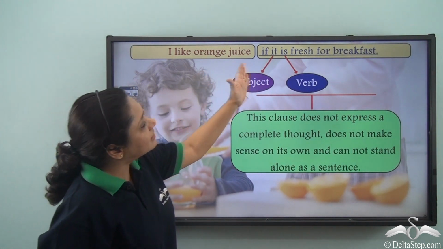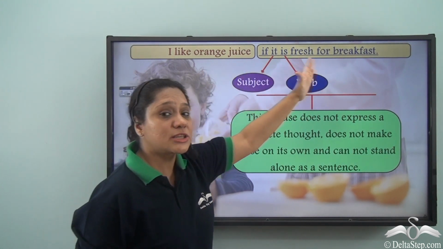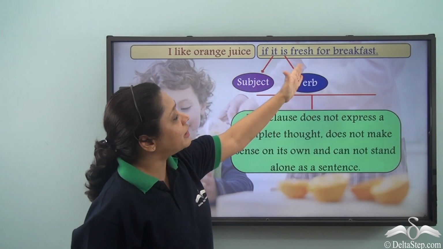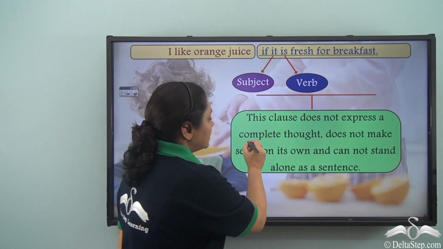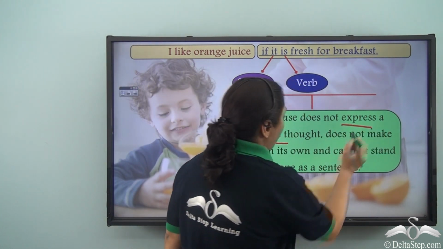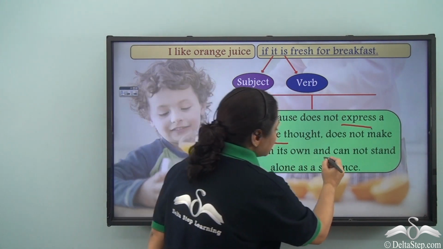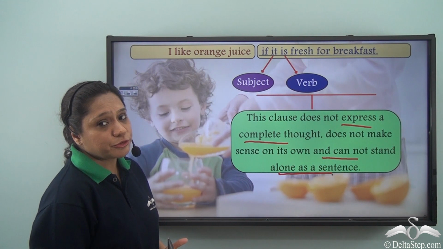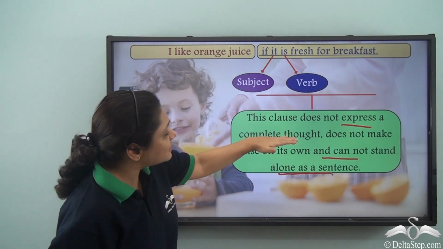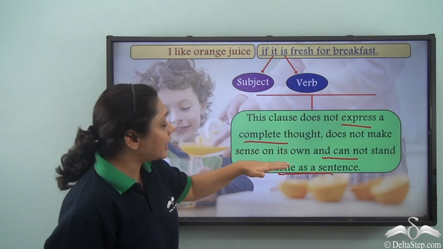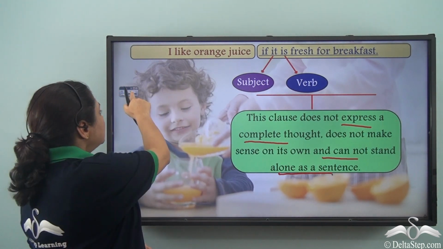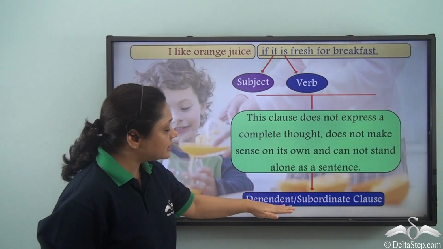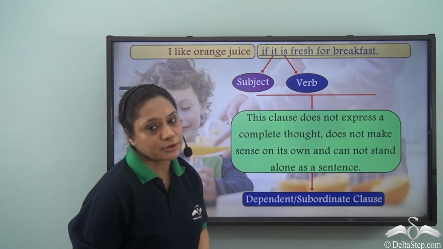So we see that this part or this clause, "if it is fresh for breakfast," does not express a complete thought and cannot stand alone as a sentence. So these kinds of clauses, which do not express a complete thought and cannot stand alone as a sentence, are known as dependent or subordinate clauses.